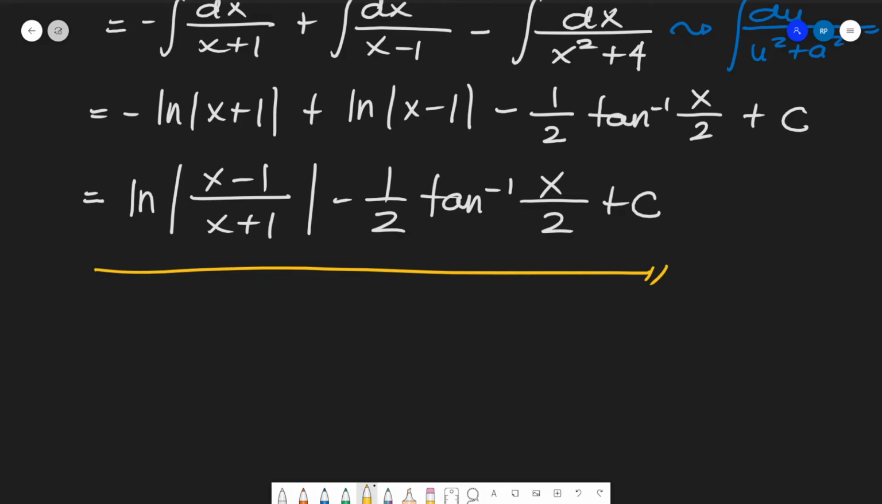I hope you guys learned something. So papunta na tayo sa definite integrals. I hope you have a good solid foundation for indefinite kasi lahat ng to uulitin natin pagdating ng definite integrals. Okay, so stay safe and God bless.